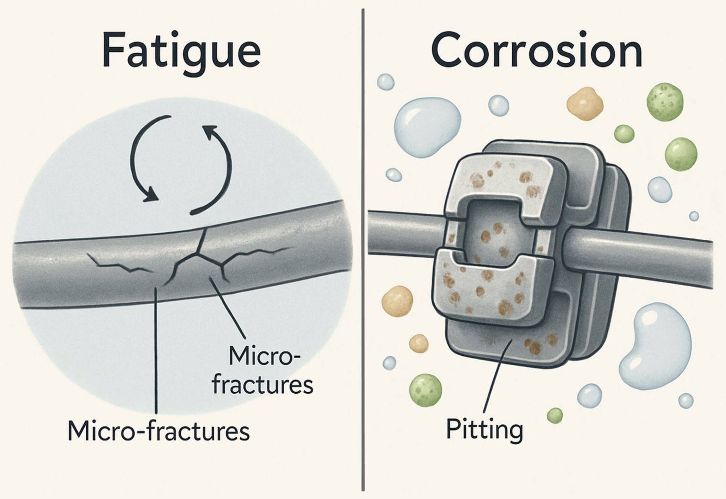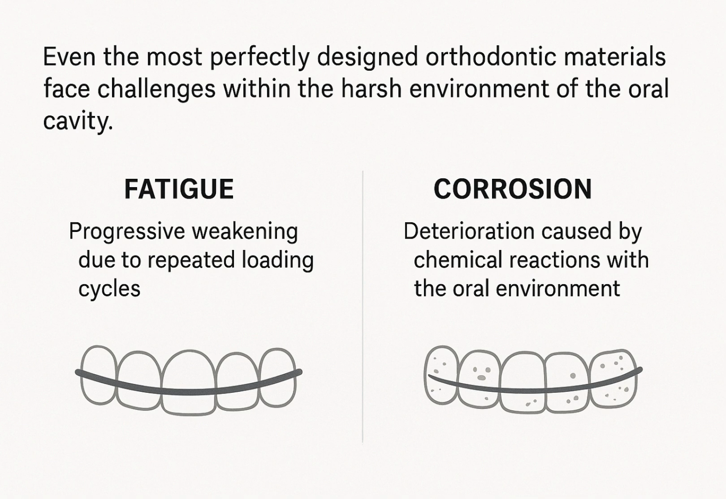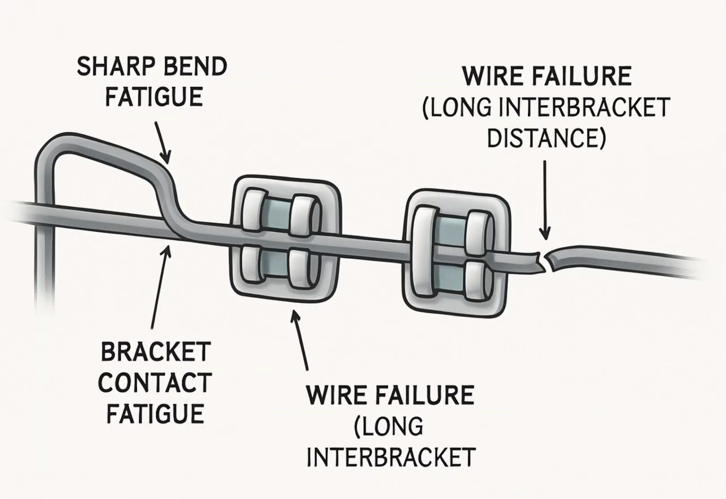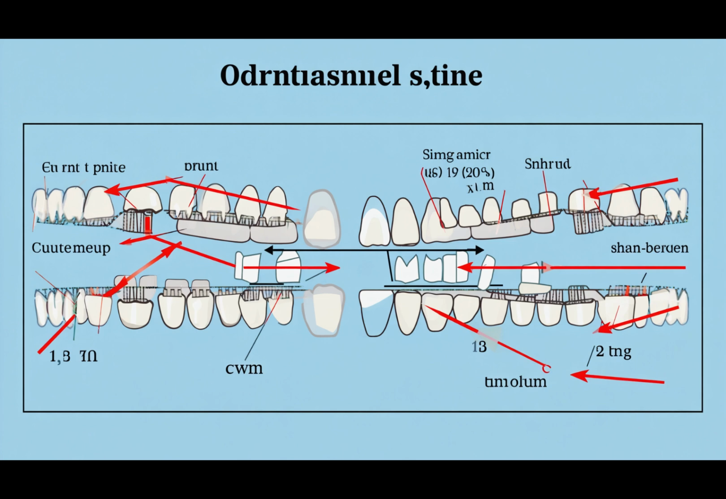Fatigue refers to the weakening or reduction of elasticity in materials due to repeated stress. Think of bending a paperclip back and forth until it breaks. That's fatigue in action. In orthodontics, wires are constantly subjected to chewing forces and occlusal contacts. Over time, these repeated stresses can lead to microscopic cracks, especially at points where the wire has been bent sharply or crushed by pliers. Clinically, fatigue often manifests as wire failure, particularly in wires with long interbracket distances.